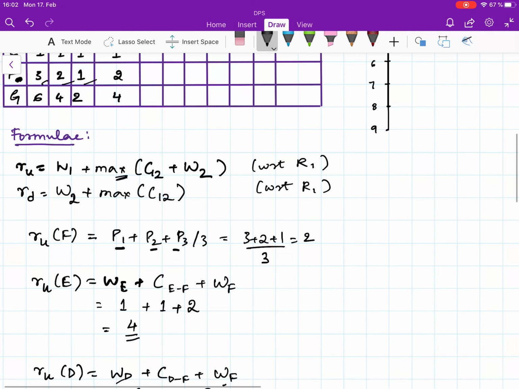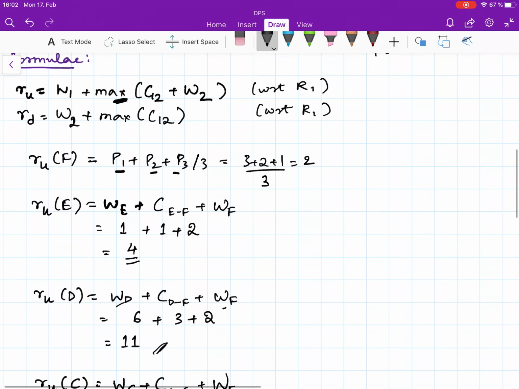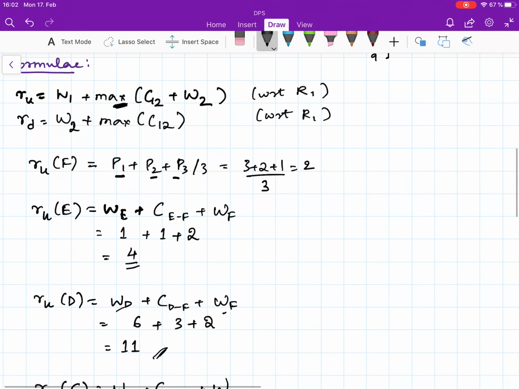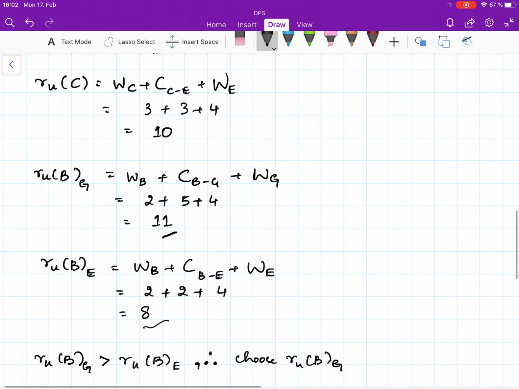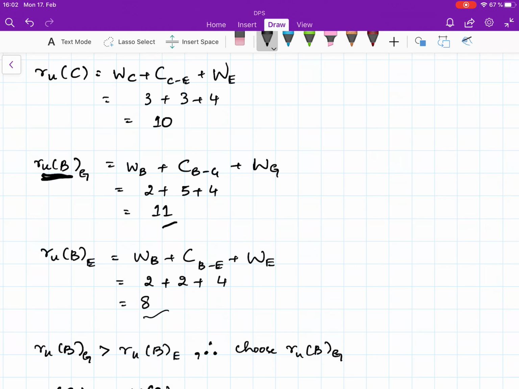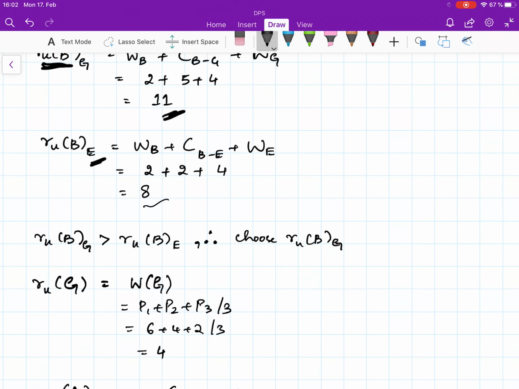So in the formula, as you can see, there is something called max. That means whichever has the maximum value, the maximum outcome, you take that value. So that's why we consider the rank of B with respect to G and not with respect to E. Okay, all right. Next, yes, I have written this here. Since the rank U of B with respect to G is greater than the rank U of B with respect to E, you need to choose the rank of B with respect to G.